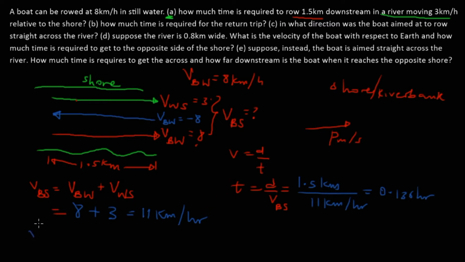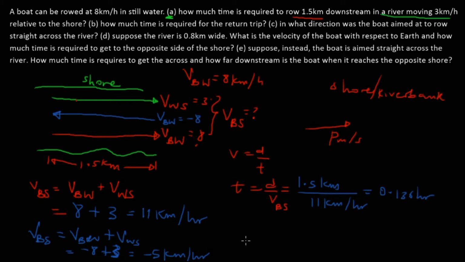The velocity of the boat to the shore, this is for the return trip now, is equal to the relative velocity of the boat to the water plus the relative velocity of the water to the shore. It will now be equal to -8 plus 3, which is equal to -5 kilometer per hour. The negative sign shows the direction of the resultant velocity.